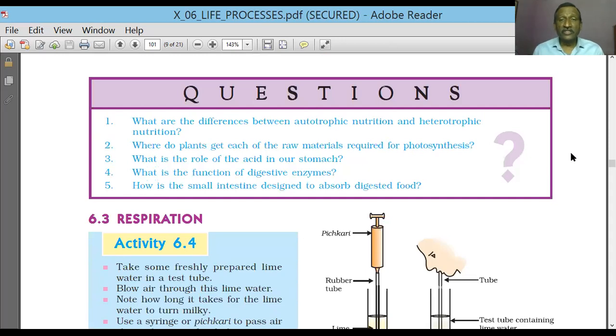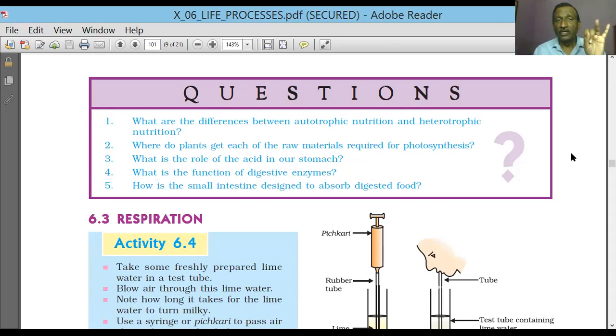Okay, what are the differences between autotrophic and heterotrophic nutrition? Autotrophic, where the organisms can prepare food on their own, and heterotrophic are dependent on other organisms for their food. Question number 2, where do plants get each of their raw material from? They require 4 things, that is carbon dioxide they will take from atmosphere through stomata.